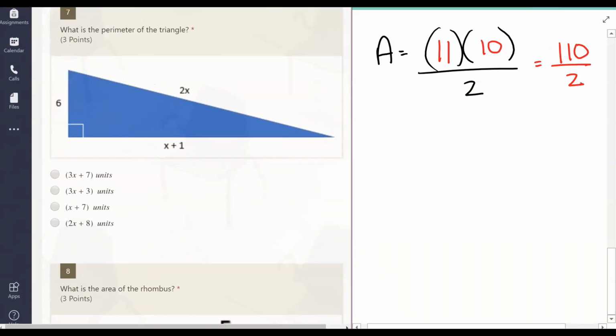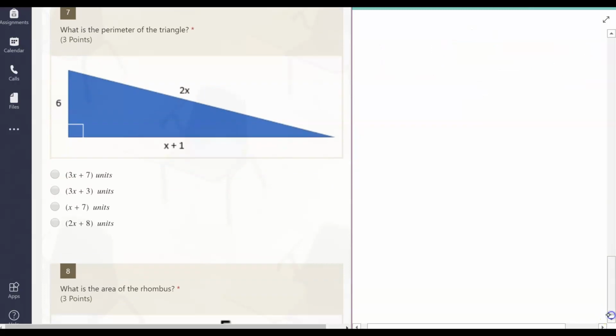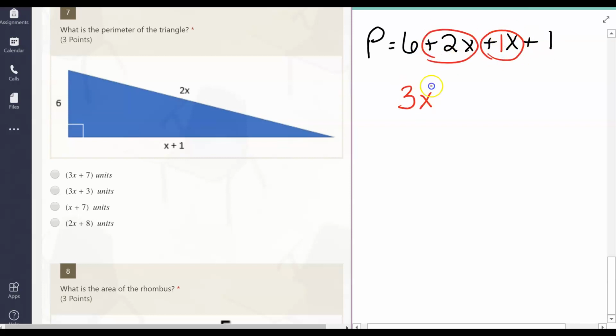Next. What is the perimeter of this triangle? So to get perimeter, we add up all the sides. So perimeter here, we have 6 plus 2x plus x plus 1. Combine your like terms. We have a positive 2x plus 1x, so that's 3x. Then we have positive 6 plus 1, that gives me 7. So 3x plus 7 is our perimeter.